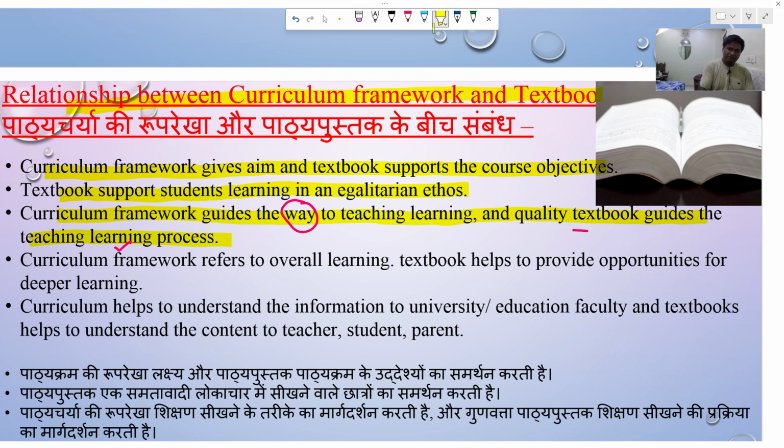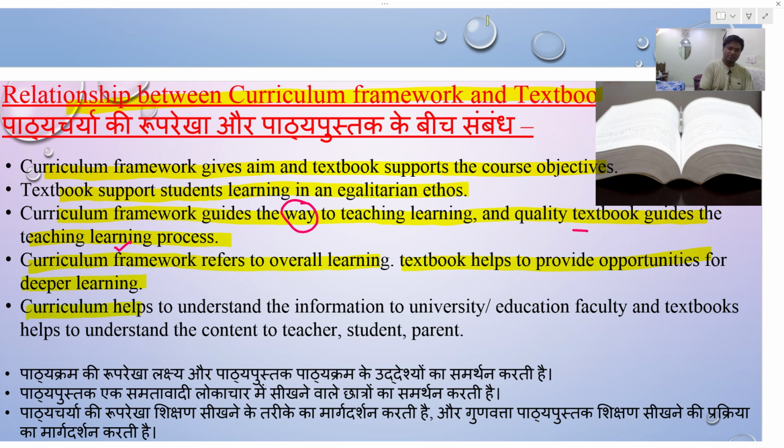Moving to the next, curriculum framework refers to overall learning. इसके अंदर ओवरऑल लर्निंग की बात करेंगे. Textbook helps to provide opportunities for deeper learning. अगर हम बात करेंगे करिकुलम फ्रेमवर्क में तो ये ओवरऑल लर्निंग बताते हैं, जबकि हमें क्या पढ़ना है. जबकि हम टेक्स्ट बुक की अगर हम यूज़ करेंगे तो ये हमें बताते हैं कि डीपर लर्निंग, मतलब द डिटेल लर्निंग इज गिवन इन द टेक्स्ट बुक, बट करिकुलम गिव्स एन आइडिया what to study and what are the objectives that are to be fulfilled.